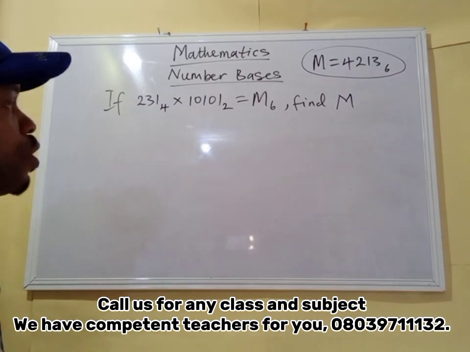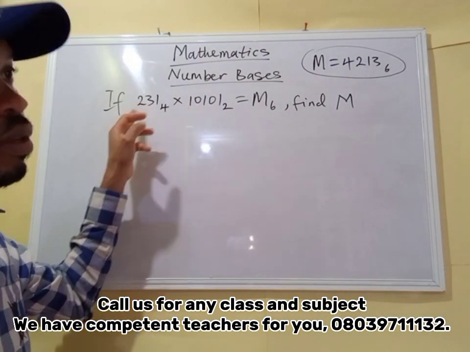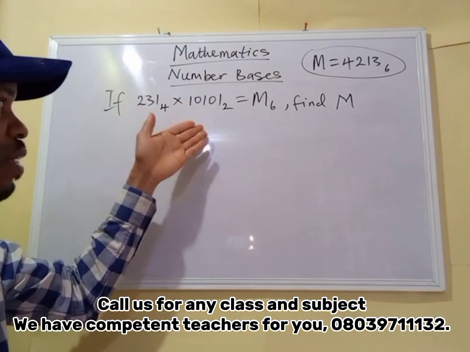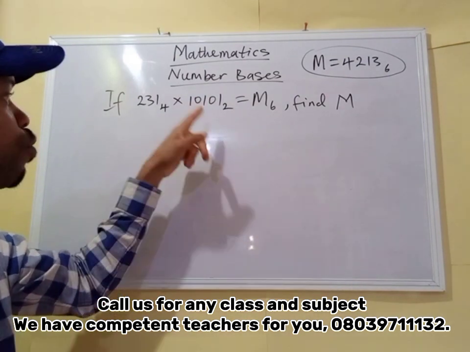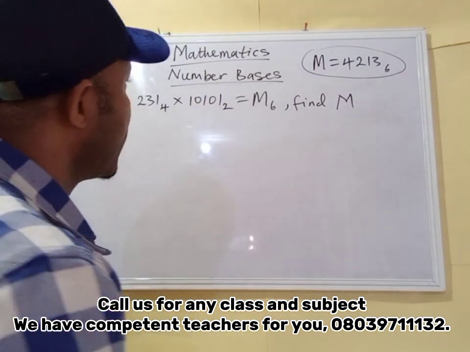So the approach here is to convert each of these to the central base, which is base 10. After which you convert them down to base 6 so that they will now be similar bases. Then you multiply these, and you have the value of m.